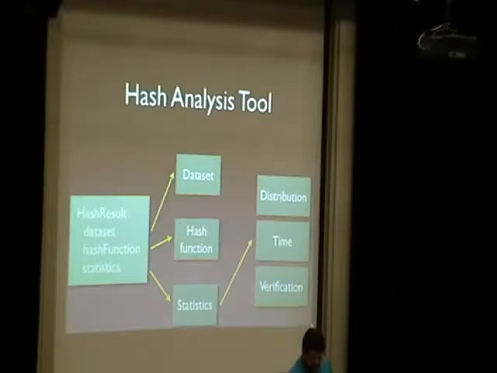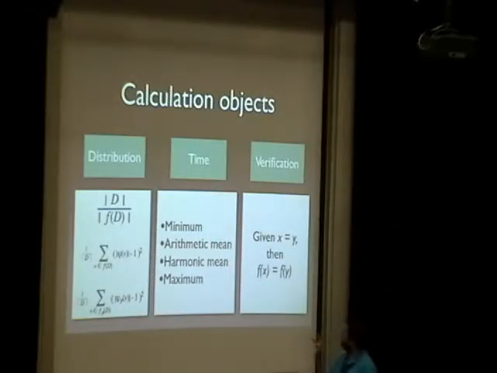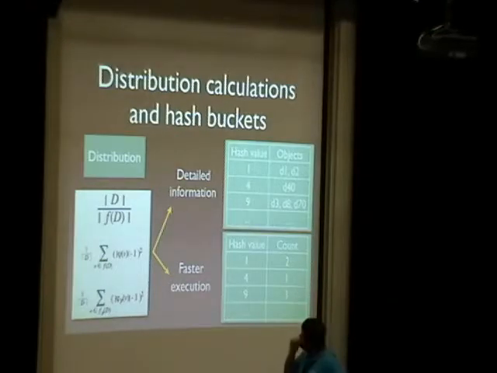So what are these statistics things? Well, the statistics are calculated by these calculation objects. I'm not going to go into details as to what those are, but to give you an idea, that's what's going on. So different types of calculation objects calculate different results about this hash function applied to a particular data set. And the thing is, well, the distribution calculations are interesting because there are many ways in which you can calculate these things. For example, you could go and accumulate your hash buckets, counting what objects happen to cause a particular hash value to appear.